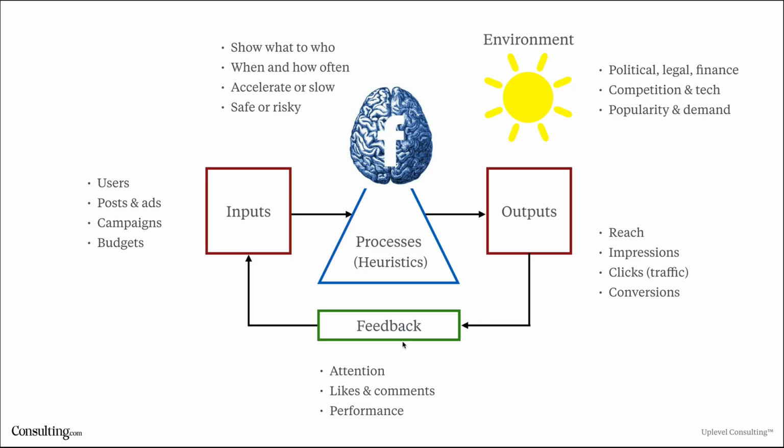And feedback can be things like attention. If someone's scrolling through their newsfeed and they see your ad and pause on it and hover on it, that's attention. And then likes and comments. If people are clicking like, commenting, sharing, clicking the link, and converting, these all basically feed into different performance metrics.